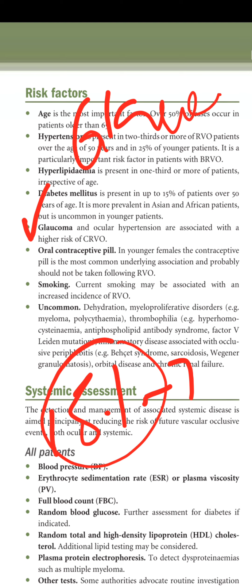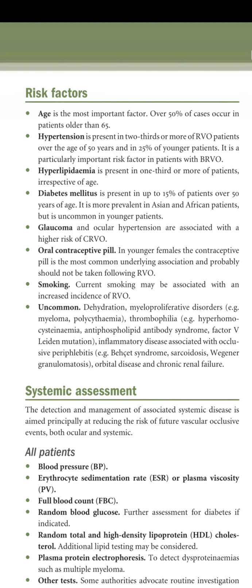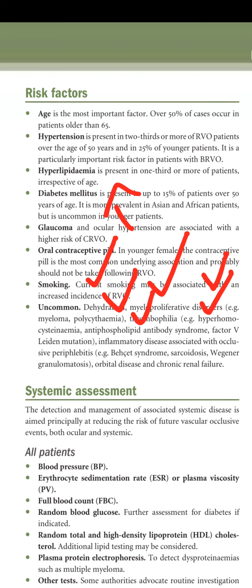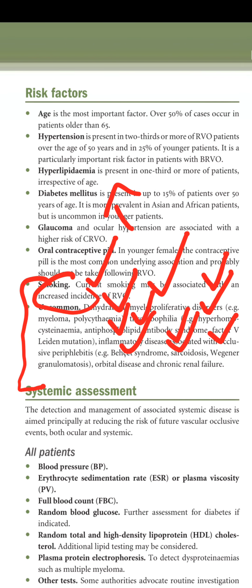Uncommon causes are dehydration and myeloproliferative disorders, for example myeloma and polycythemia. So, things which increase thrombus formation, like polycythemia, and thrombophilic diseases such as hyperhomocysteinemia, antiphospholipid antibody syndrome, and factor V Leiden mutation. Also inflammatory diseases associated with occlusive periphlebitis, for example Behçet syndrome, sarcoidosis, and granulomatosis with polyangiitis, orbital disease, and chronic renal failure. So these are all causes, but they are usually uncommon.